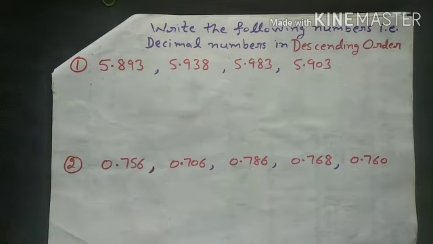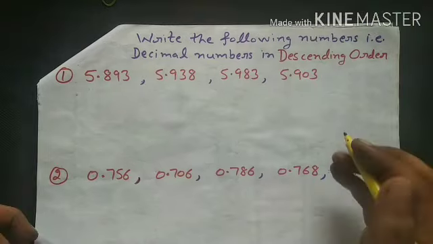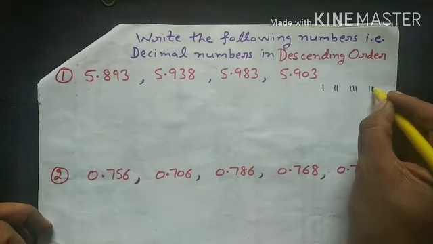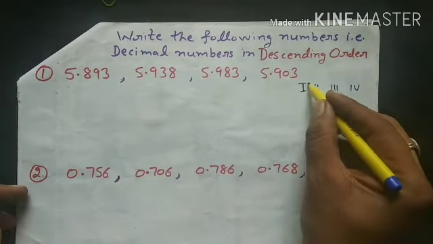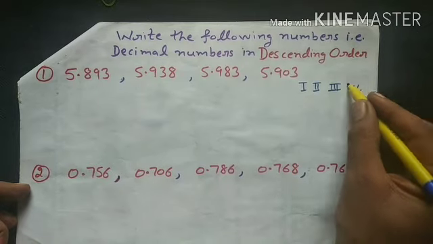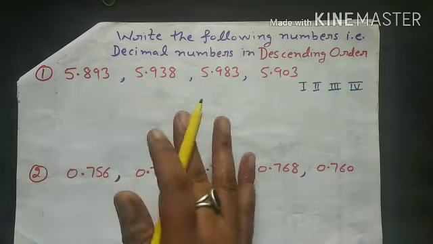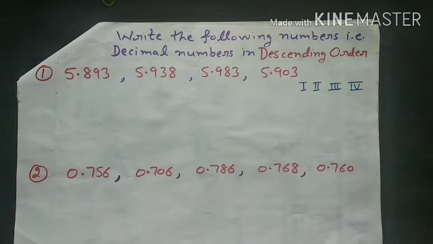So here, how many numbers are there? 1, 2, 3, 4. So how many places are there? There are 4 places. So first, second, third, and fourth. So it is clear that at the fourth place I will have to write the smallest number among the 4. In the earlier video we have learned how to compare decimal numbers. So we shall apply that previous knowledge in this.